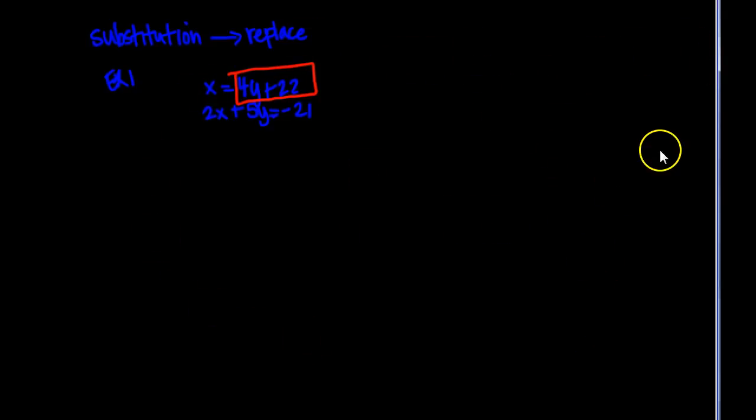So here's what I would like to do with this. I want to take this stuff right here and replace x with it because it says x equals 4y plus 22. So I'm going to pop it right there where that x is. All right, so if you want to pause the video and do that without me, go right ahead. All right, so it looks like this. 2 times (4y plus 22). All right, so I've taken this and I've plugged it here, plus 5y equals negative 21.